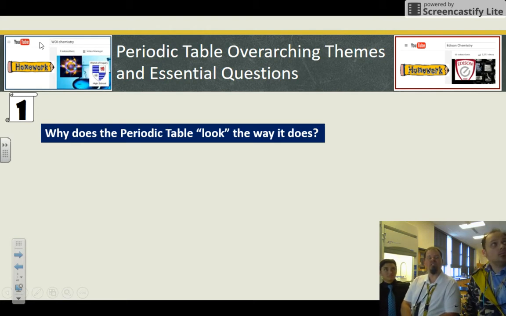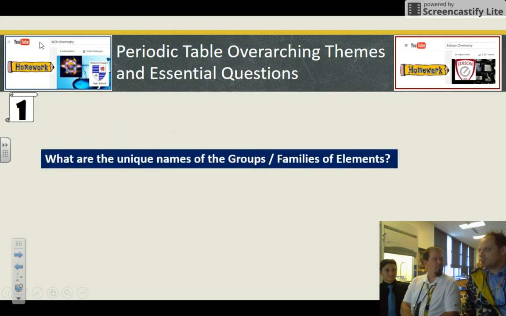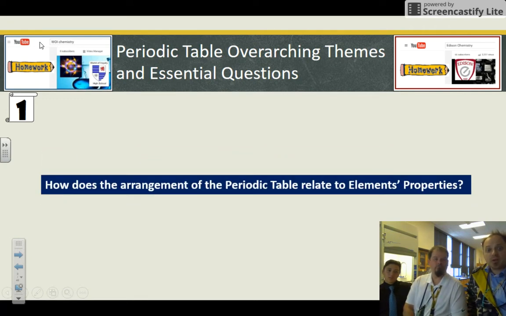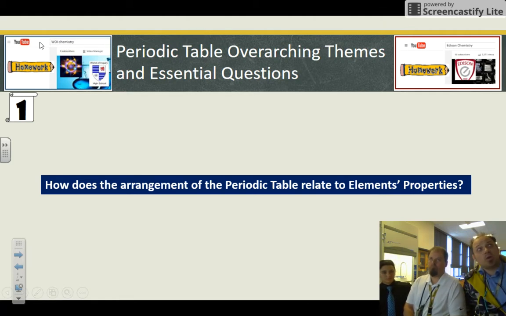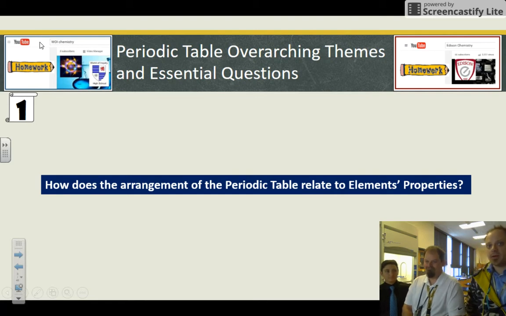Because it doesn't really look normal. It looks weird. It's got a specific shape. What are the names of the groups or families of the elements? They're specific. How does this arrangement of the periodic table relate to the properties of the elements? We chemists could tell you what the properties are just by looking at where an element is on the periodic table, and hopefully you will get a taste of that.